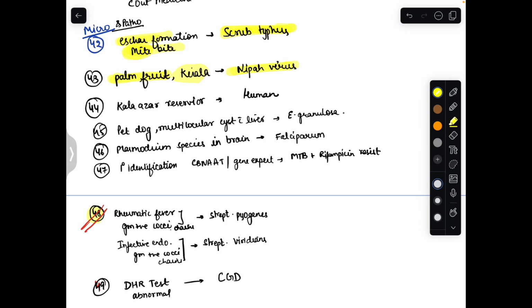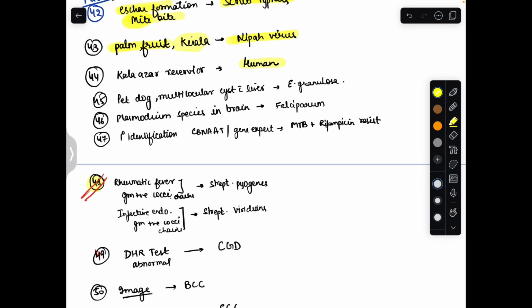Now for the 43rd question, the palm fruit eaten and Kerala history will be there. So for this, the correct answer is Nipah virus. And the reservoir for Kala azar was human. Pet dog multilocular cyst with liver is there. So for this, the correct answer is Echinococcus granulosus because dog is mentioned in the question.